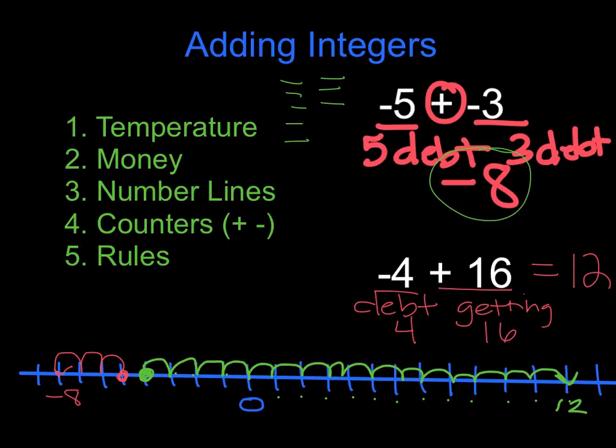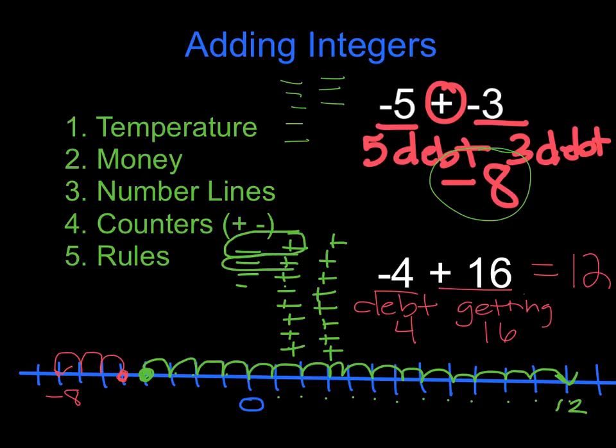If you show this with number chips, you would start with 4 negatives, 1, 2, 3, 4, and you are going to add 16 positives. Whenever you put positives and negatives together, they cancel out. We call those 0 pairs. So what you have left, if you go through and count, is you have 12 positive signs, which represents the number 12. And don't forget your rules.